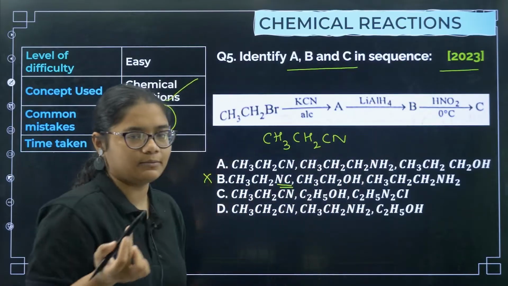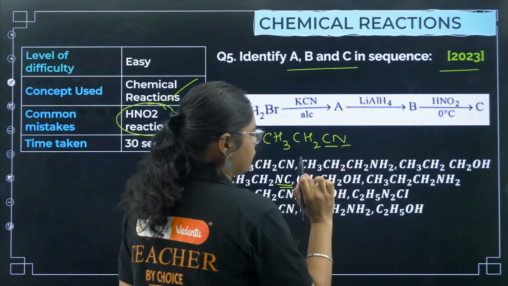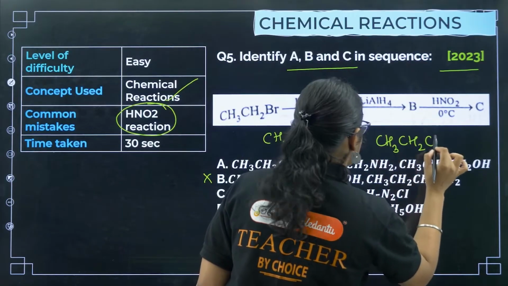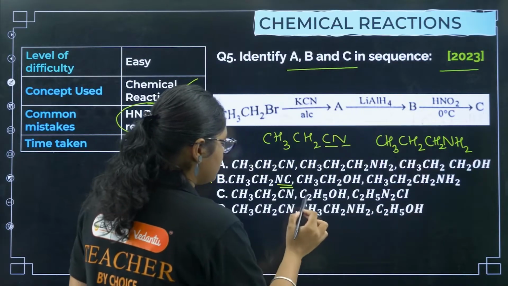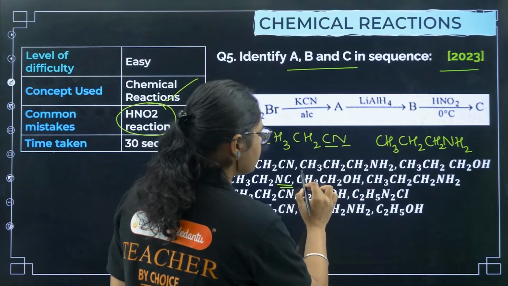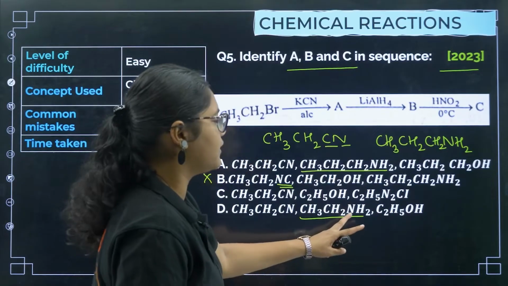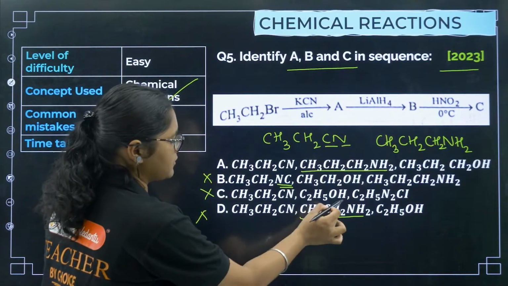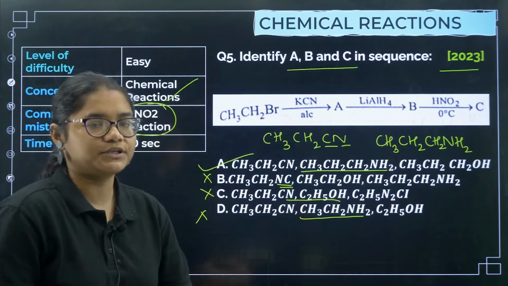Then lithium aluminium hydride, it is a reducing agent, right? So what it will do, CH2NH2, right? So B is CH3CH2, then again CH2, and then NH2. Now if you see, here we have that one, and here we have something like that, but here one carbon is less, so we can eliminate this option. And we can eliminate this option because here it is alcohol. So definitely the answer has to be option number A.